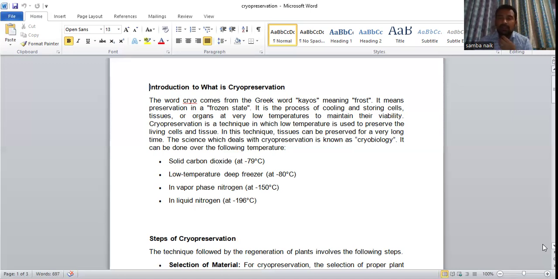In this cryopreservation, we are preserving at minus 196 degrees. It's not easy, minus 196 degrees. That too, we have placed it in liquid nitrogen. At minus 196 degrees, we place it into liquid nitrogen.